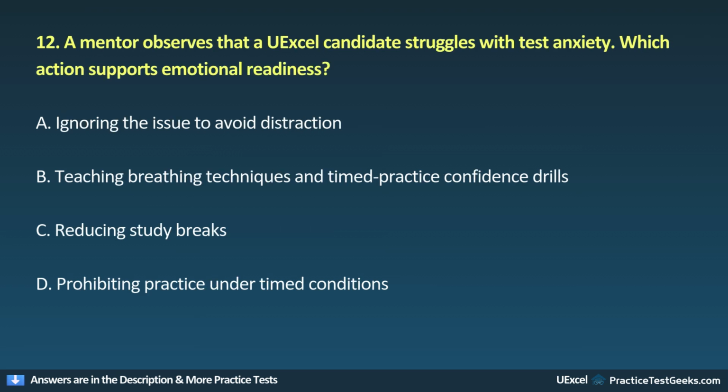12. A mentor observes that a UExcel candidate struggles with test anxiety. Which action supports emotional readiness? A. Ignoring the issue to avoid distraction. B. Teaching breathing techniques and timed practice confidence drills. C. Reducing study breaks. D. Prohibiting practice under timed conditions.